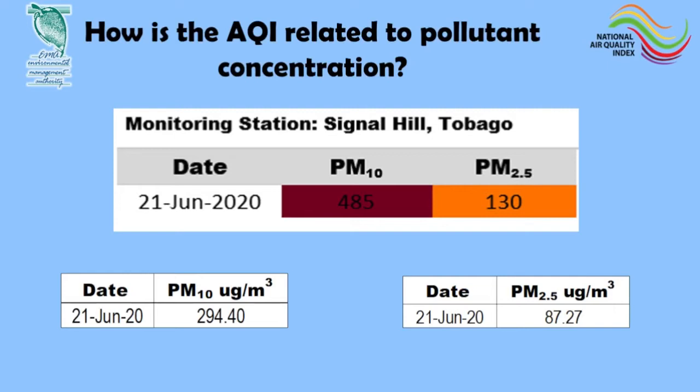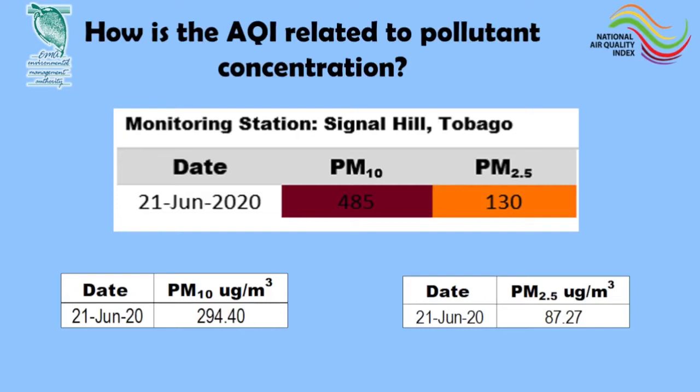So on June 21st, 2020, at the Air Quality Monitoring Station in Tobago, we measured a concentration of dust in the air that was almost four times the acceptable limit. This corresponded to an AQI value of 485, color-coded dark purple, representing hazardous conditions. This historical event was directly related to Saharan dust.